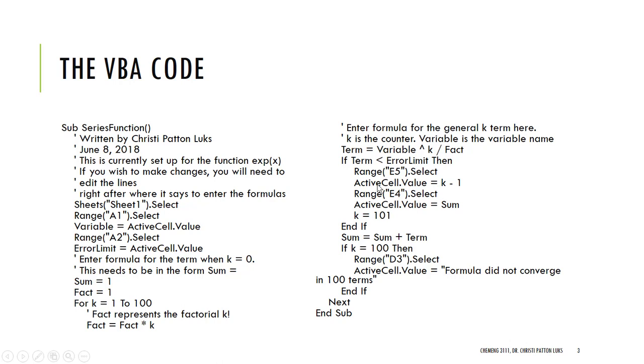Notice how I've got active cell value equals rather than something equals active cell value. So this is writing to the cell. This was reading from the cell. Then I'm going to go up to cell E4 and I'm going to put in my answer. So I'm going to tell it what the sum is at that point. And I'm going to set k equal 101, which is going to throw it out of the loop.